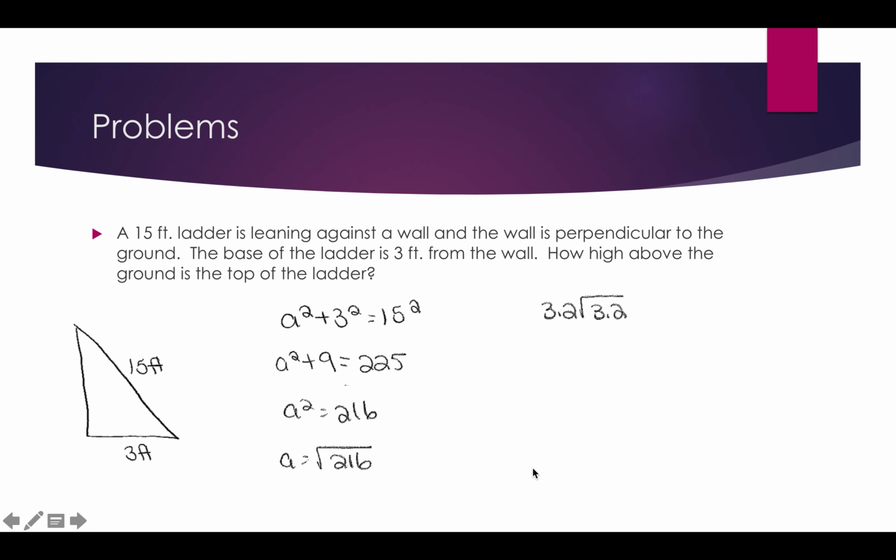So when I reduce it down, I'm going to end up with a pair of 3s, a pair of 2s, and then a 3 and a 2 left over, to give me 6 square root of 6. And again, my units are just plain feet.